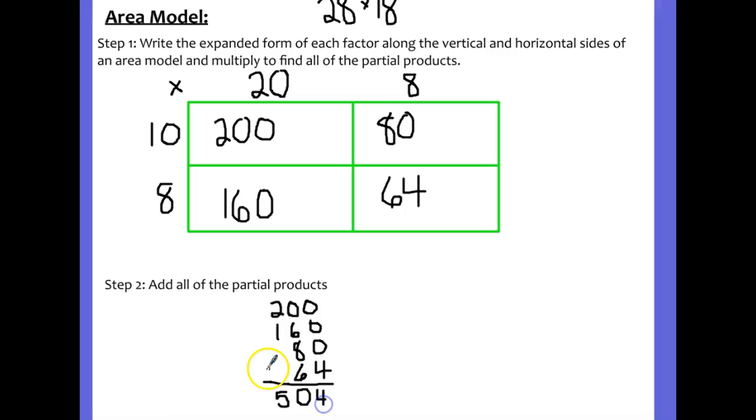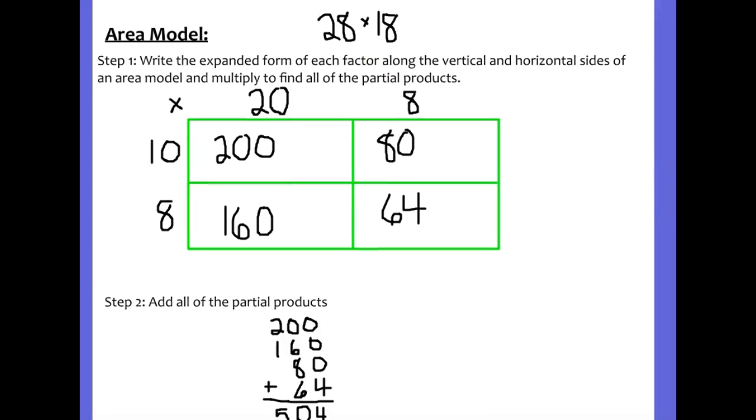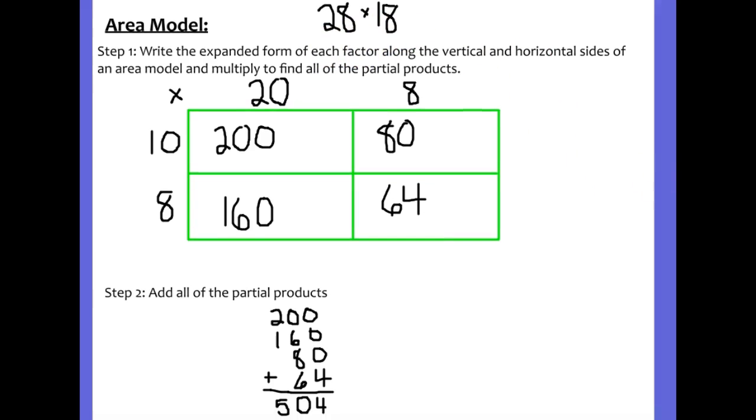Okay, so we add all of these numbers together and we get our final product to the multiplication problem, 28 times 18. So our final product is 504.